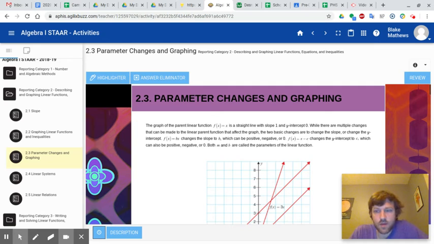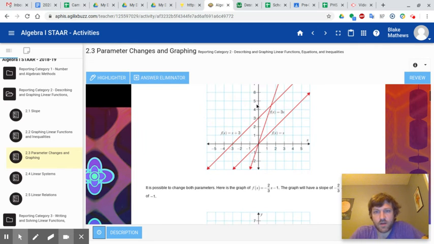So we already know that the slope is what changes how the graph increases or decreases. Is it going fast? Is it going slow? Is it going down? Is it going up? We know that based on the slope. And then, of course, the y-intercept changes where it starts along the y-axis.